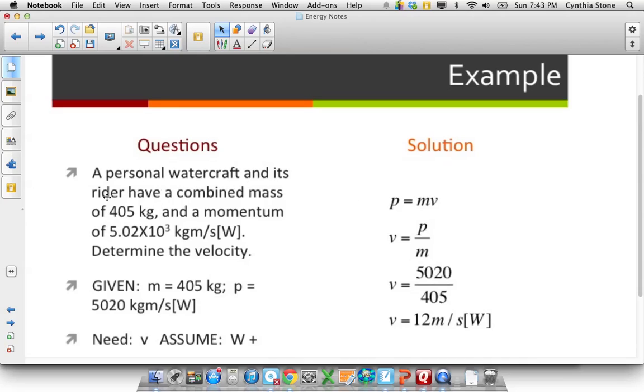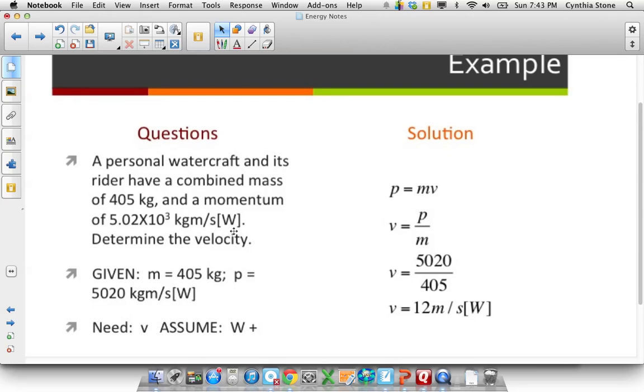A personal watercraft and its rider have a combined mass of 4 and 5 kilograms and a momentum of this. Determine the velocity. So we're given that the momentum is west, so the velocity will be west. Okay, that just stays the same. Whatever the direction of momentum will be the same as the direction of velocity. And so there's nothing to this, it's just a divide.